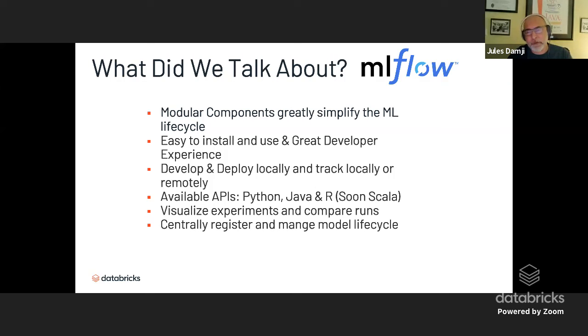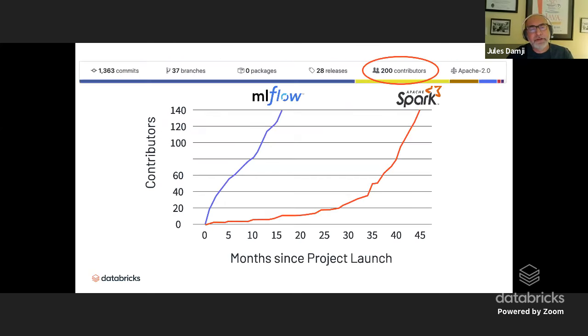Next week, we're going to talk about the other two components, and then you'll see how they all tie together. Today, we are very proud of 200 contributors in the community. This is sort of apples and oranges, and Spark was different back in the day, but it took Spark a few years to get to that level of contributors. With MLflow, it was quite easy to do that. So the community is very participatory in contributing.